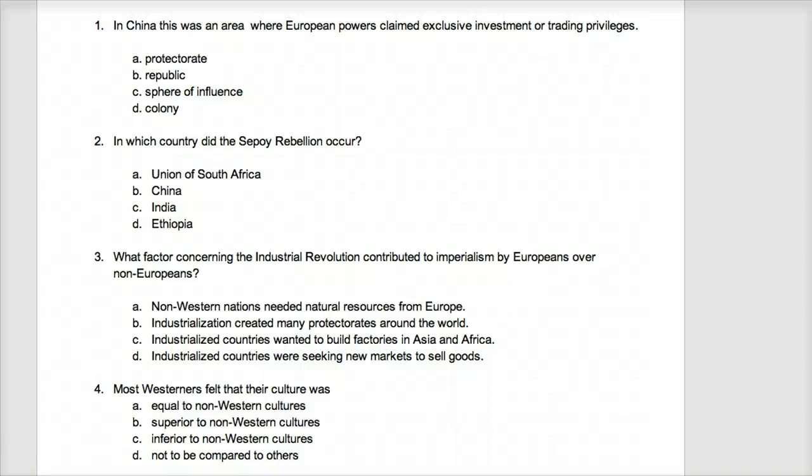Okay, guys, here's the Unit 7 test. If you need to stop, pause, do whatever you need to do, it's going to go pretty quick.